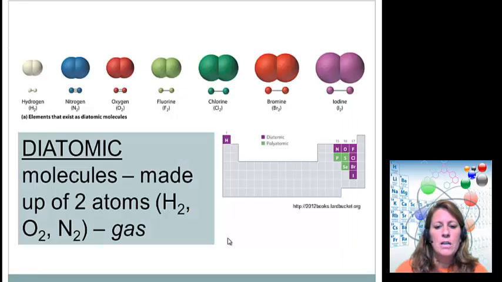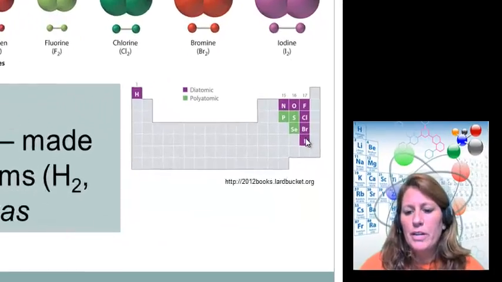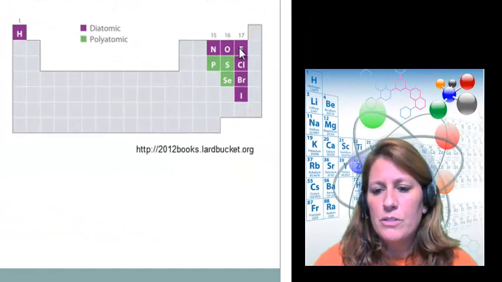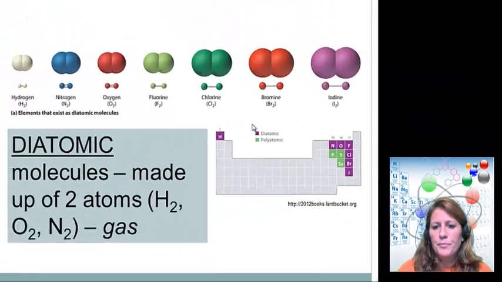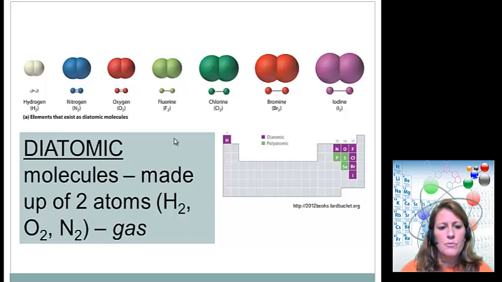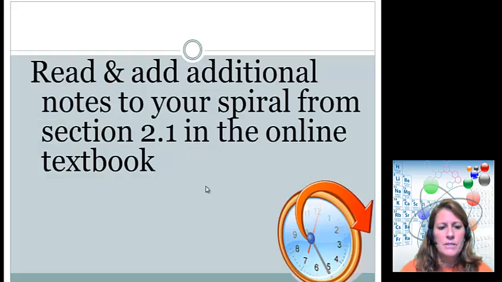Okay, now if you have 2 of the same atom, exactly the same, that is called diatomic. Di means 2, 2 atoms. So here are the examples of the common diatomic molecules that exist. These are all gases. Okay, on the periodic table, just refer to the purple ones to show you where they're located. So you can always recognize that this more likely would be a gas on all of these.